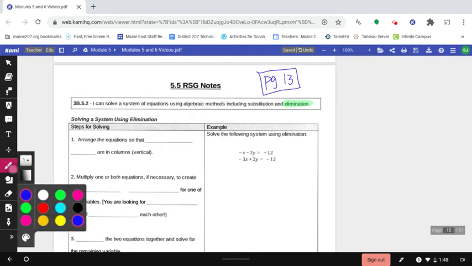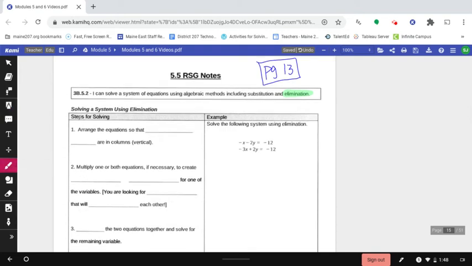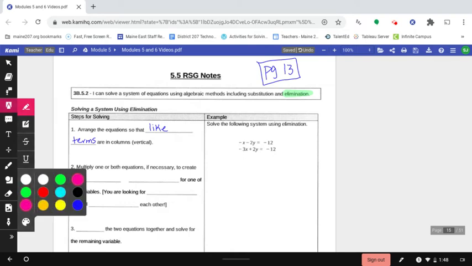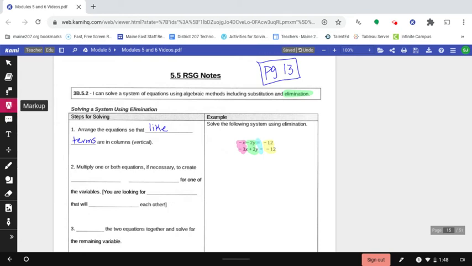Here we've got some steps for us to follow, and an example that we're going to do alongside it. The first thing that we have to do is arrange the equations so that like terms are in columns, or that they're vertical. If we look at these two equations, we can see that the x's come first in both equations, then the y's, then the equal signs, and then the constants. So they're lined up in like terms: x's on top of x's, y's on top of y's, numbers on top of numbers. That's what we mean by the first step: arrange the equations so they're in like terms.